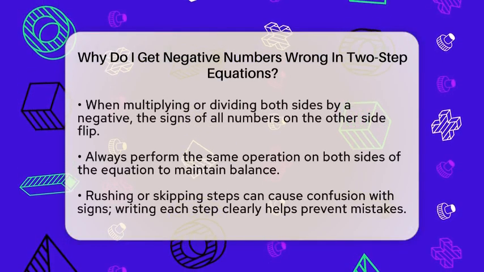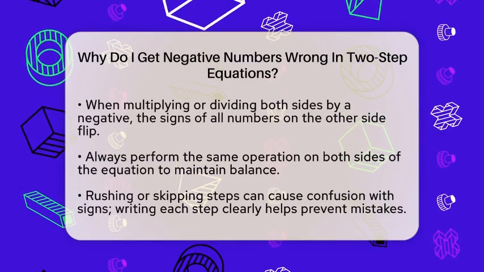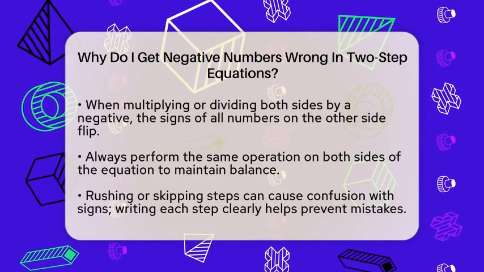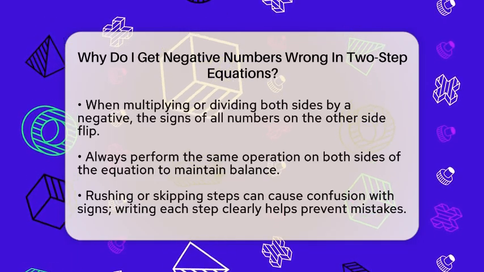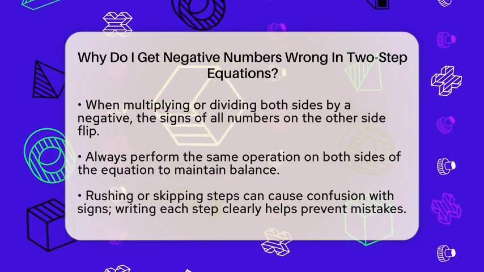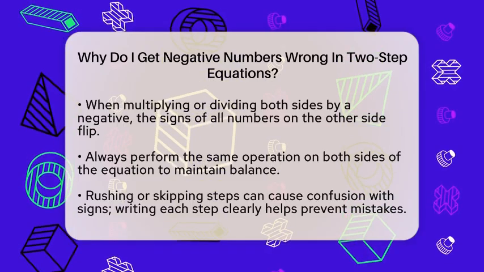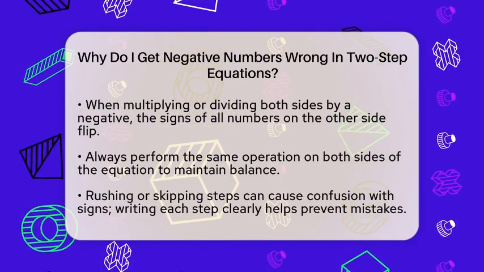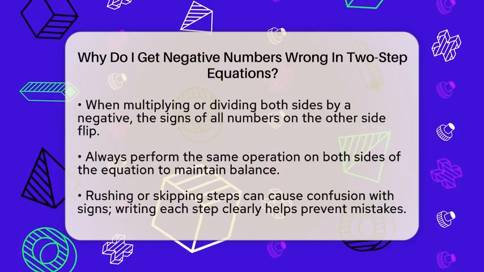Next, think about subtraction. Subtracting a number is the same as adding its opposite. So, subtracting 7 is the same as adding minus 7. When solving equations, it's often easier to think of subtracting as adding the opposite. This way, you keep track of signs more easily and avoid mistakes.